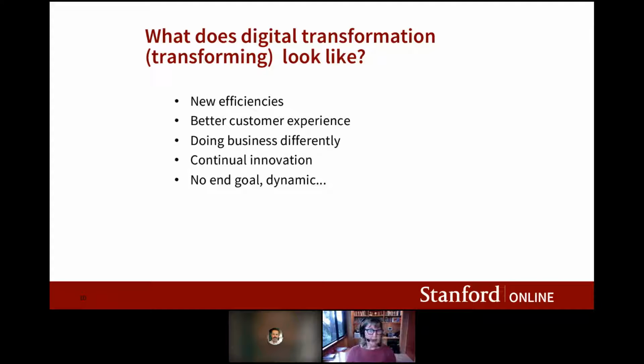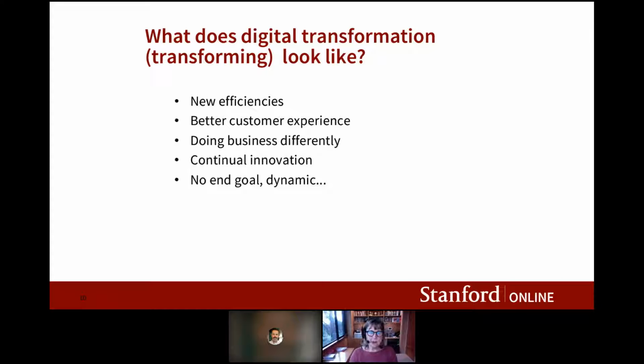Another element that really characterizes digital transformation is continual innovation. This is an effort that has no end point. We can't stand still. It really requires a constant state of experimentation and innovation. And importantly, there's no end goal. It is dynamic. And that's why I've got up there, I don't think of it as digital transformation. I think of it as digital transforming. It's actually having an organization, having a culture that is prepared to constantly look for opportunities to transform what it is they're doing.